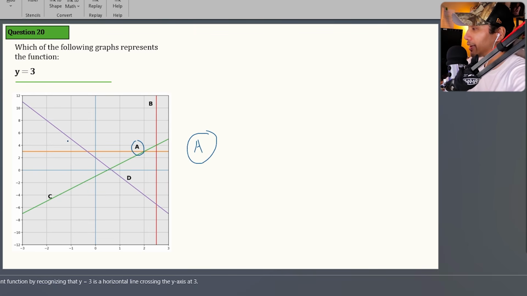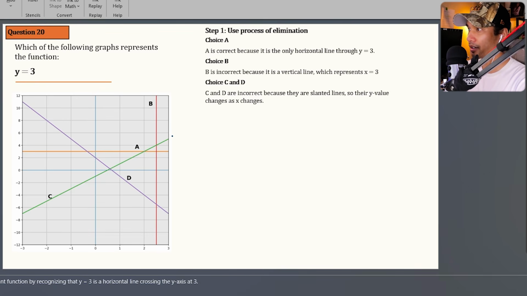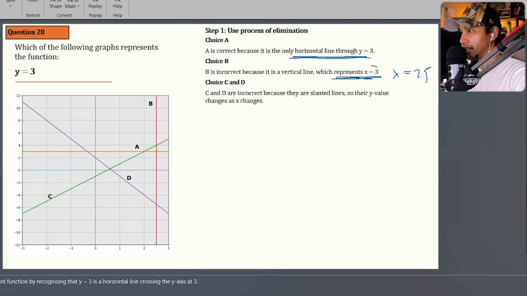You may do all the algebra and then forget this one simple thing, which is just a horizontal line. That's all. Look at our answer choices here. Choice A is correct because it is the only horizontal line through y equaling 3. Choice B is a vertical line, which represents x equaling, it says x equaling 3, but I think I got that wrong. It's x equaling 2.5. But who cares? And then C and D are incorrect because they are slanted lines. They have slopes. And that's what you need to know from this graph.